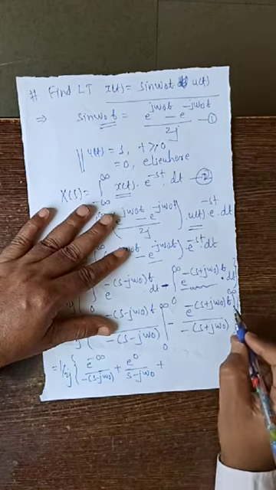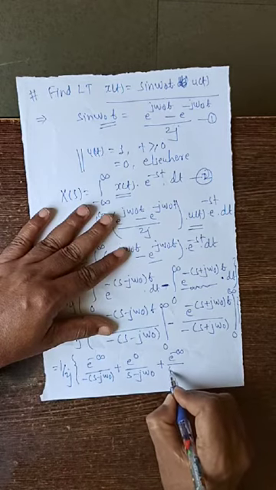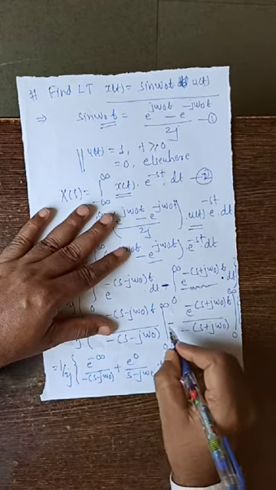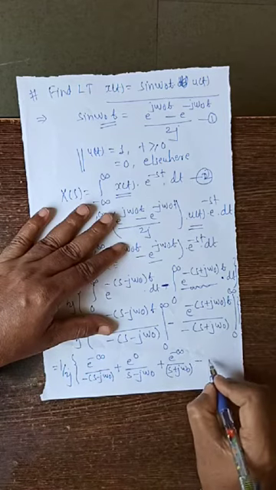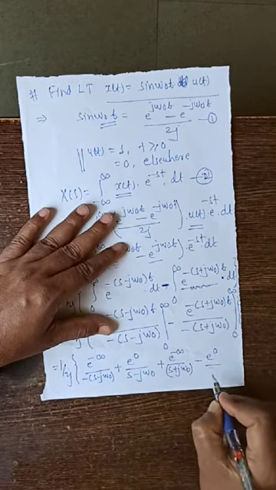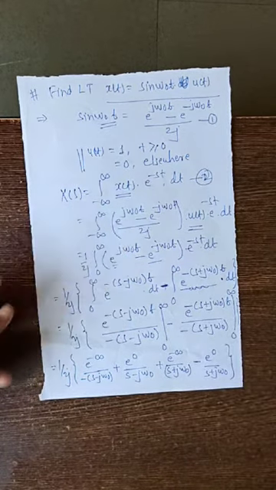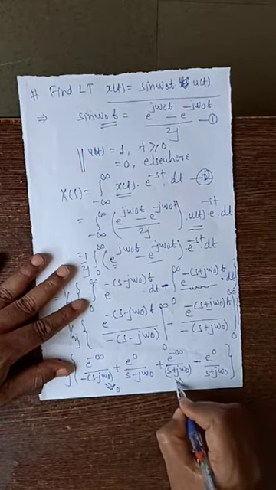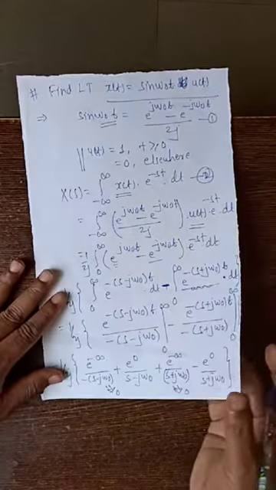Now put the upper limit, infinity. So e raised to minus infinity divided by (s plus j omega naught), because we have considered the minus sign already by combining it to the plus sign, making it plus. Then minus lower limit, e raised to 0 divided by (s plus j omega naught). So this term reduces to 0. This term again reduces to 0, since e raised to minus infinity is equal to 0 and e raised to 0 is equal to 1. So remaining things we write.